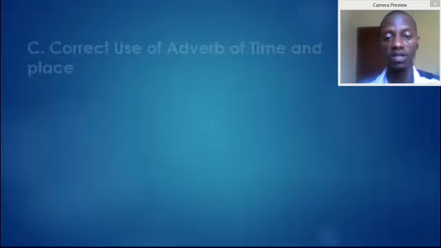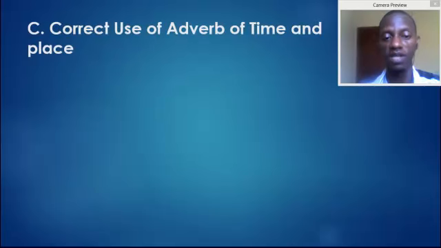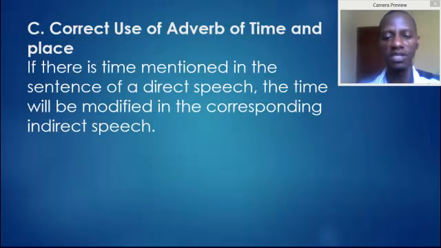So I will continue teaching you the guidelines for converting from direct speech to indirect speech, and this is the third one, which is correct use of adverb of time and place. If there is time mentioned in the sentence of a direct speech, the time will be modified in the corresponding indirect speech. Look at this example.